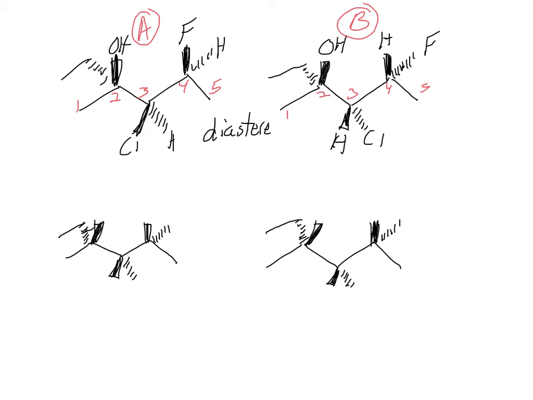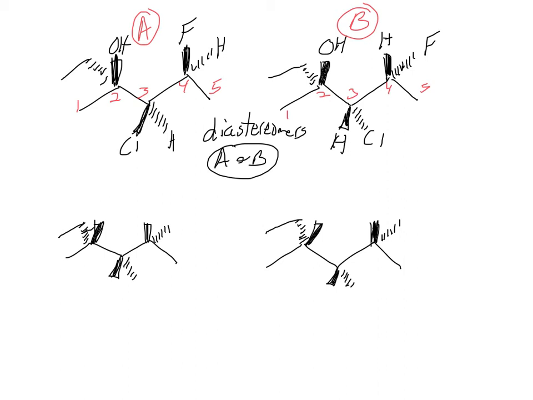Diastereomers. Could you call these geometric isomers? No, geometric isomers refers to E and Z. Only E and Z. So A and B here are diastereomers.